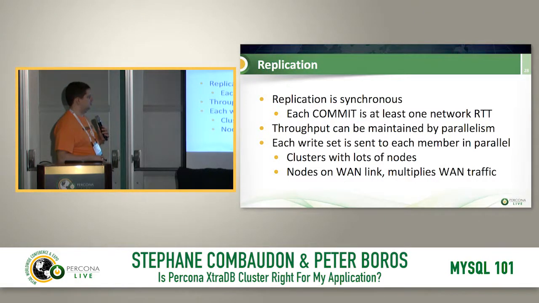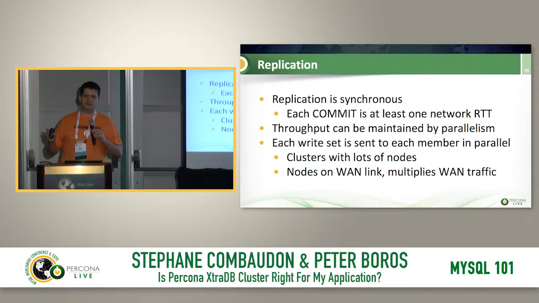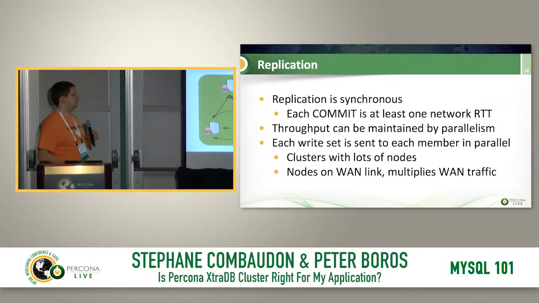So each write set is sent to all the other members in parallel. Like Stephane said, clusters with lots of nodes can be an issue because of this. Imagine that if a write set consumes bandwidth X, and I have 8 other nodes in the cluster, I need 8x bandwidth. You can have nodes on a WAN link, but this multiplies WAN traffic. WAN traffic multiplication is not the most pleasant thing in the world.